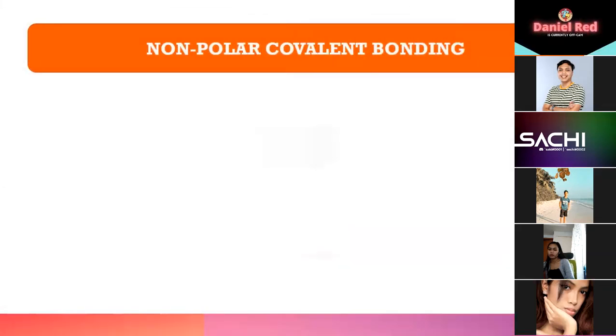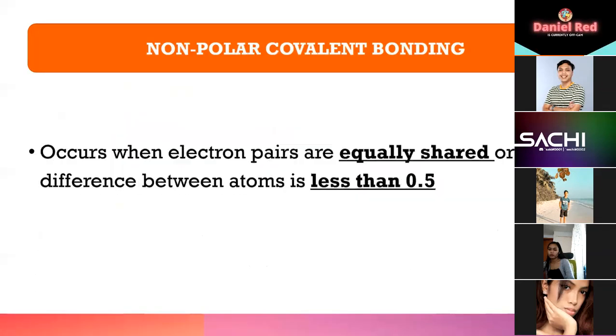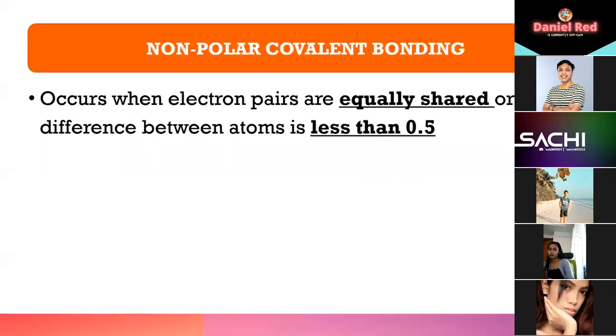The next type of covalent bonding is what we call non-polar covalent bonding. In non-polar covalent bonding, there is an equal sharing of electrons, or the difference between the two atoms is less than 0.5. So a difference higher than 0.5 is concluded to be a polar covalent bond, but lower than 0.5 is a non-polar covalent bond.